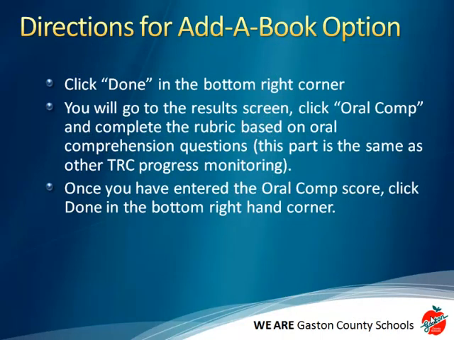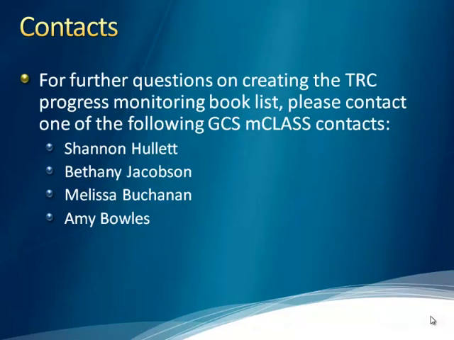This will take you to the results screen, which you see on all other TRC assessments. You'll click the blue box that says Oral Comp and complete the rubric based on the oral comprehension questions that you asked the student based on the book that they read orally to you. This part is the same as all other TRC progress monitoring that you have done from the district list. Once you have entered the oral comp score, you're going to click Done in the bottom right hand corner. And that will add that to the student's progress monitoring scores.